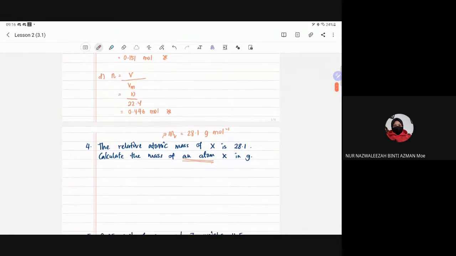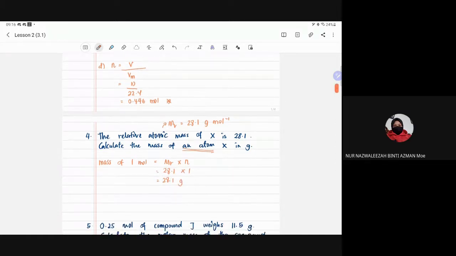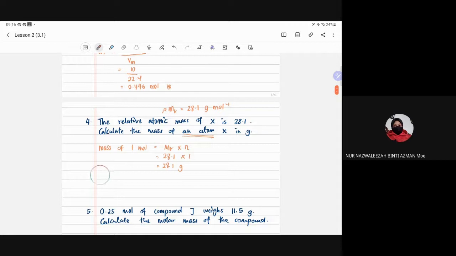And from that, we can find the mass of one atom. So, now, we have 1 mole. Okay, so mass of 1 mole equals to n multiplied by Mr, where n is the number of mole, which is 1 mole lah. 28.1 times by 1, so you get 28.1 grams.